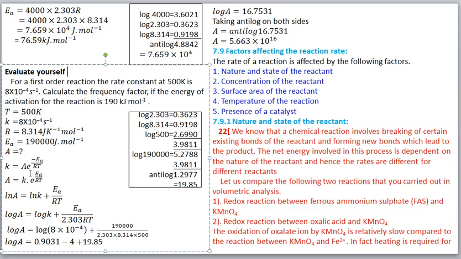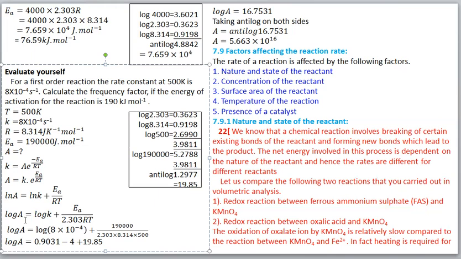Then take the natural logarithm on both sides. So ln A is equal to ln K plus ln e raised to EA by RT. Now the EA by RT comes out, and we get EA by RT times ln e. Ln e is equal to 1, that means log e to the base e is 1, so it is not written here.